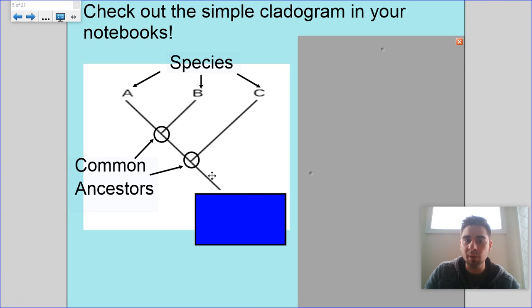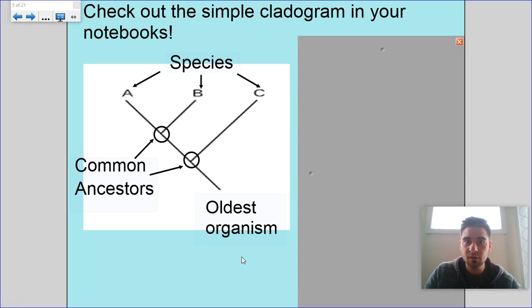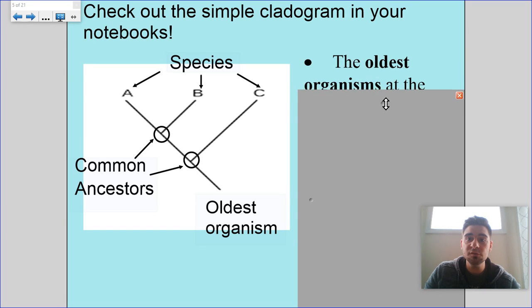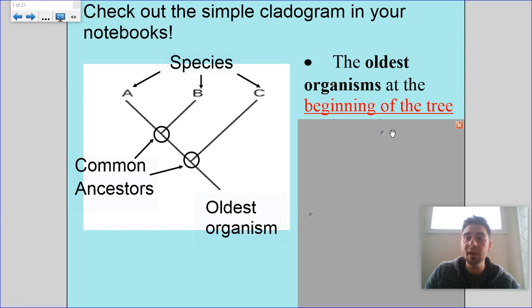You read basically from the bottom up. So what you start with is the oldest organism. The oldest organism is down here, and you just work your way up until you get to each of the species. Again, the oldest organisms are at the beginning of the tree. They're at the very bottom, and that's where you start.